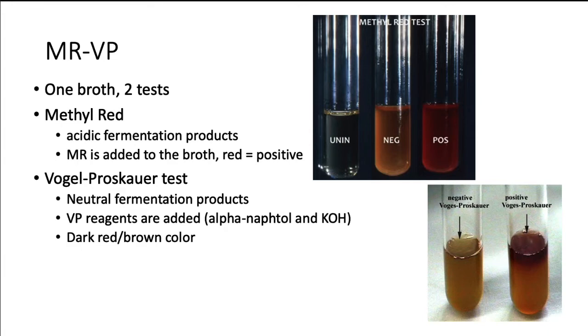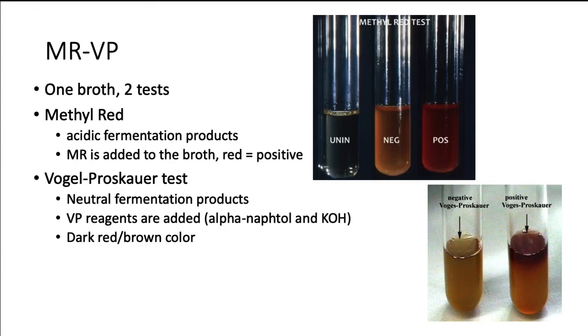So MRVP stands for methyl red and the Voges-Proskauer test. There is a broth, the MRVP broth, and you can use it to test for two different fermentation products. Usually in the lab, you either take 2 tubes of the same broth, or you divide the broth in 2, and you make these 2 different tests. So the methyl red, the MR test, tests for acidic fermentation products.